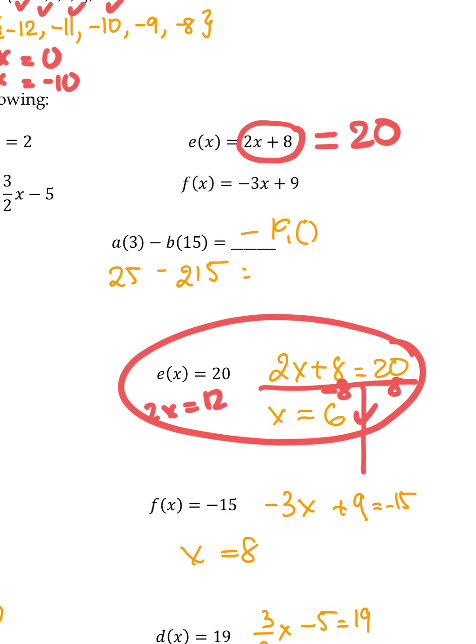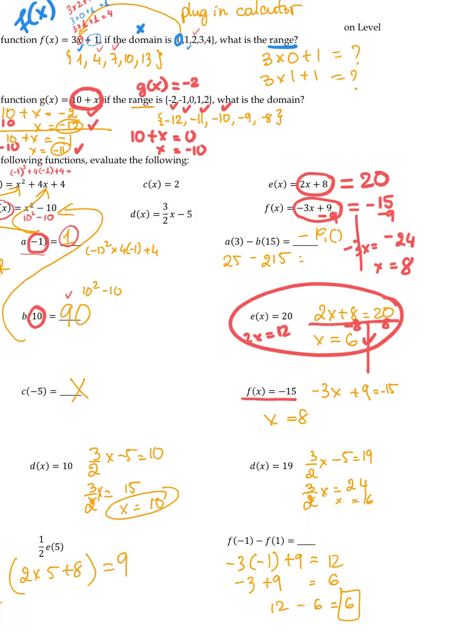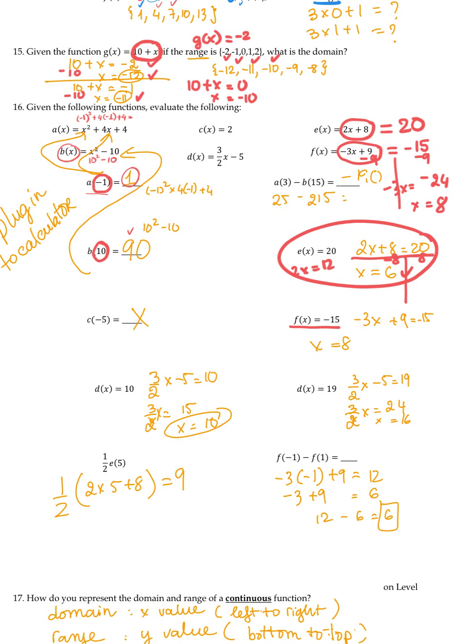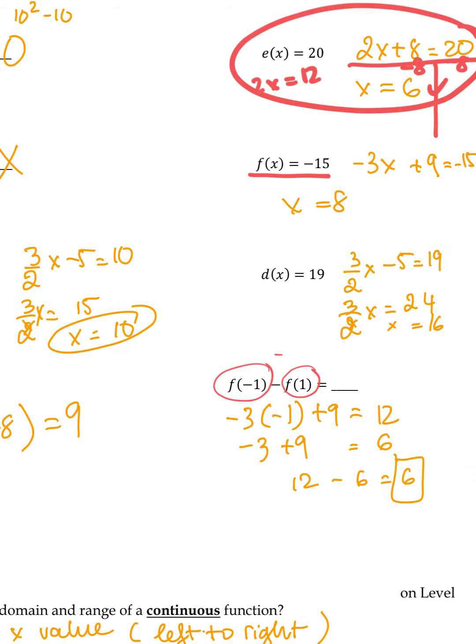Same thing for f of x. F of x is -15. So the whole thing right here will be equivalent to -15, and you're going to go back and find x. You draw the line, -9 on both sides. You get -24. 3x equals -24. You divide by -3 on both sides. X is 8. All right, so sometimes they ask you to do multi-step. You have to find f at -1 first, and find f at 1, and then subtract them at the end.